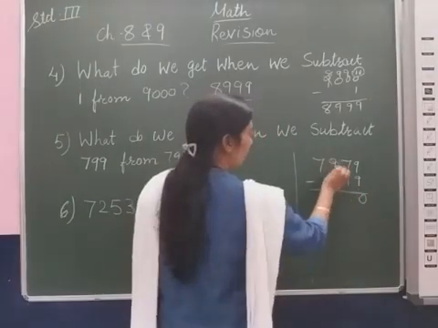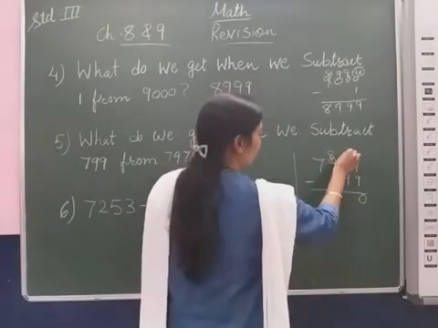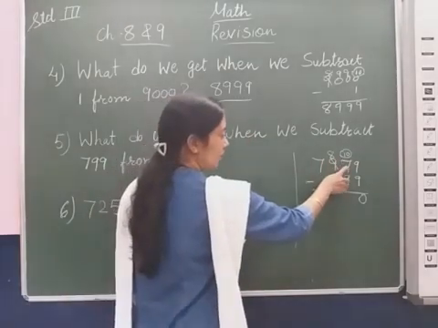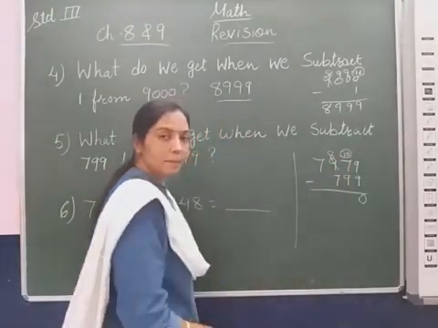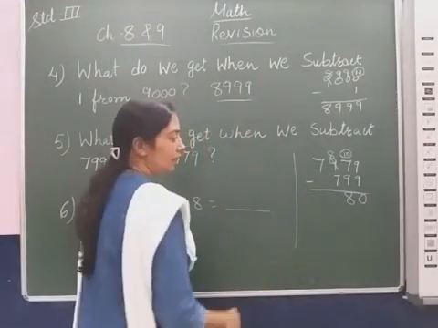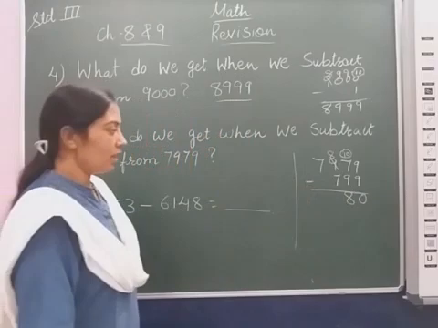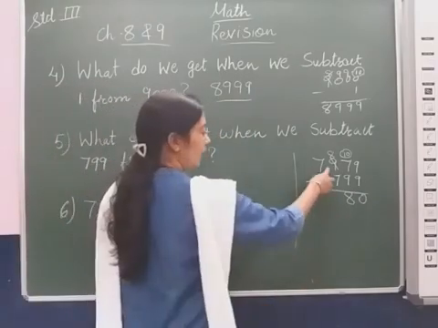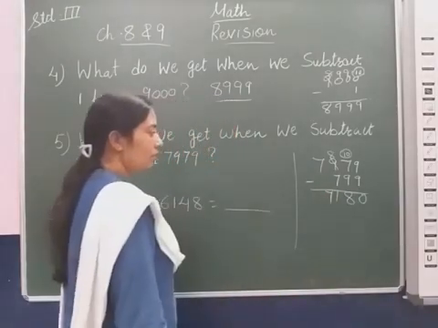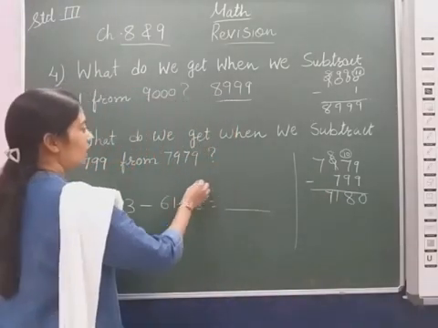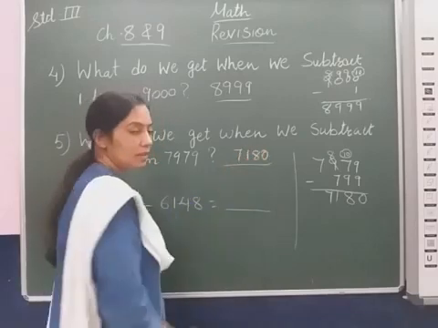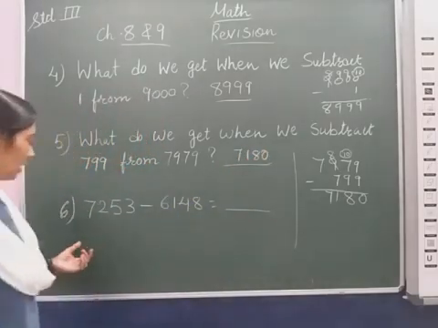7 minus 9 is not possible, so borrow from the 100 place. 10 plus 7, 17 minus 9, 8. Here 17 minus 9 we get as 8, the remaining number 8. 8 minus 7, 1. 7 minus 0, 7. So we will write here the answer as 7,180.